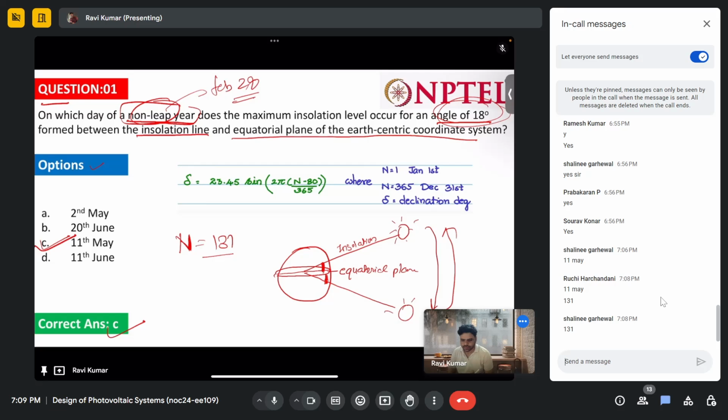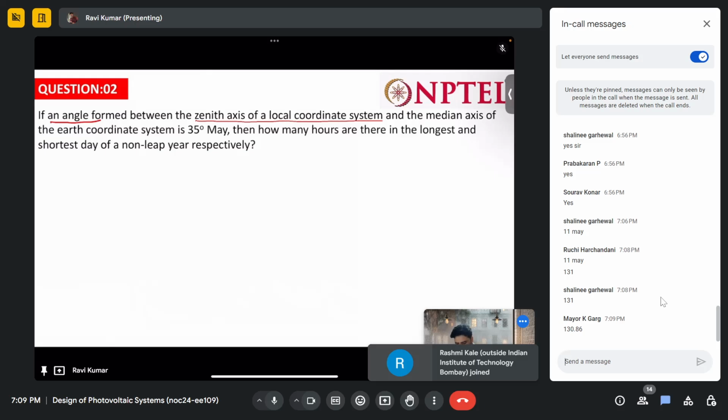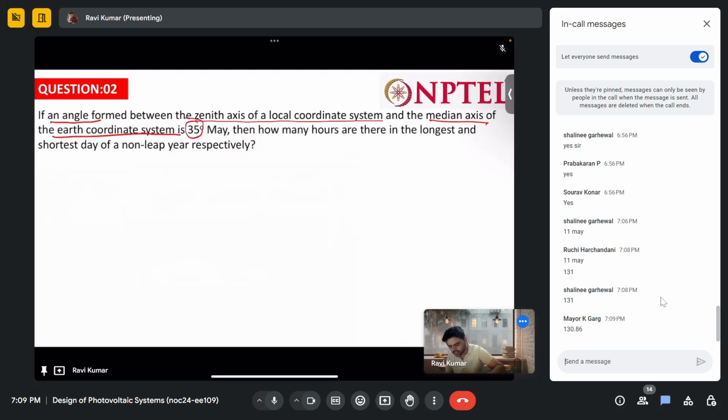Next question we have: if an angle formed between the zenith axis of a local coordinate system, it means wherever you are standing, the zenith axis at your place, the line going perpendicular, and the median axis of the earth coordinate system is 35, then how many hours are there in the longest and shortest day of a non-leap year respectively?